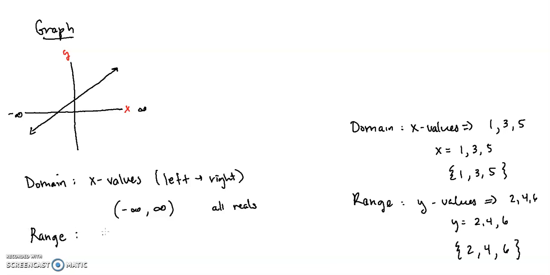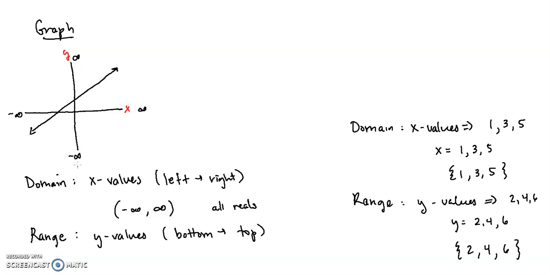Okay, so the range are the y values, and we're going to go from bottom to top. We start here on the y-axis. The lowest value that we can have is at the bottom. The biggest value is at the top. So x goes left to right, y goes from bottom to top. How low can I go on the y-axis? Again, I have an arrow going left and down, so it's going to keep going down forever.